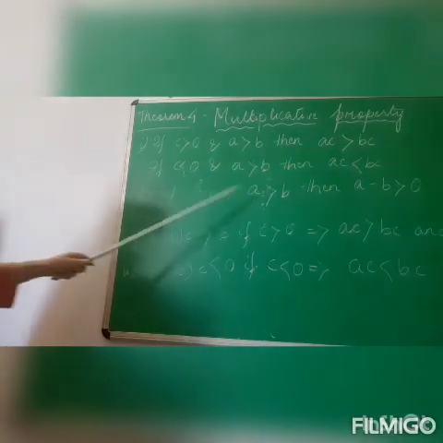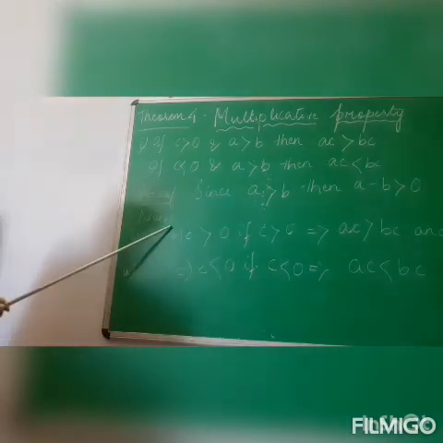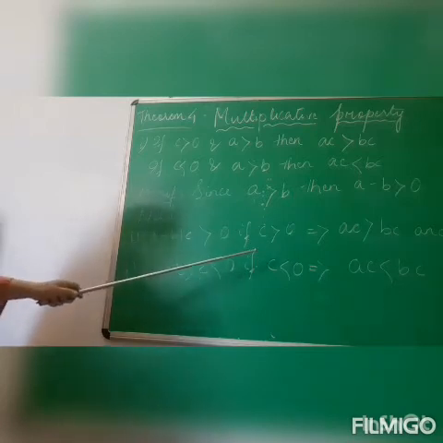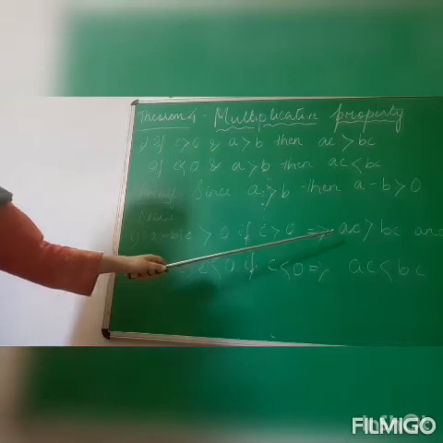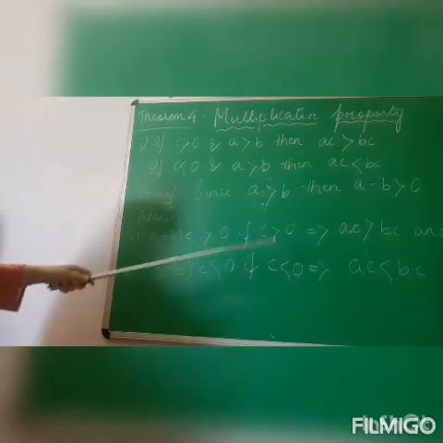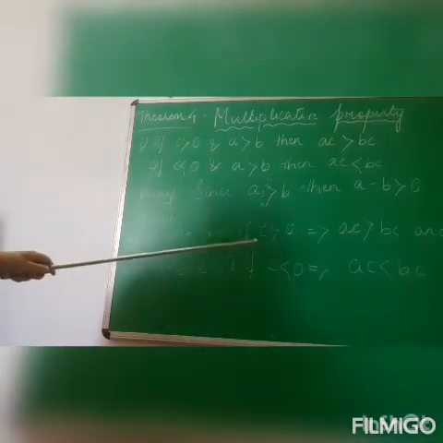Now for the proof, since A is greater than B, therefore A minus B is greater than 0. Now (A minus B) into C is greater than 0 if C is greater than 0, then we will have AC greater than BC. If C is less than 0, then AC will be less than BC.